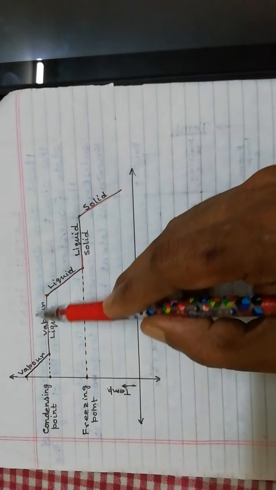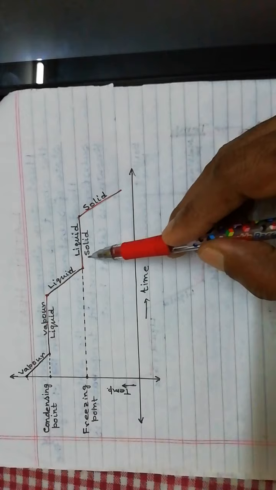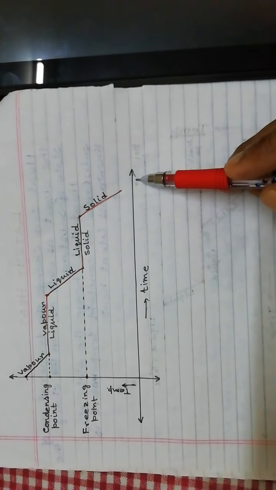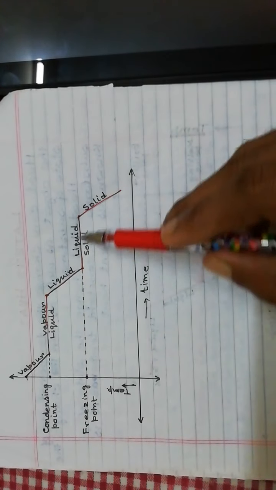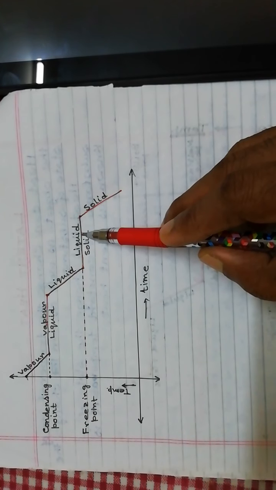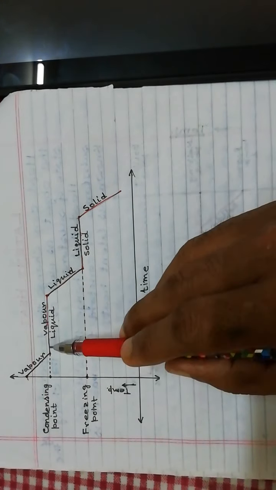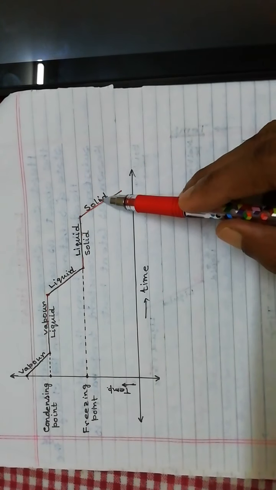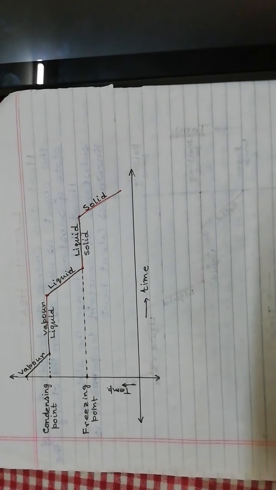Here the state change occurs. That is why the graph remains parallel to the time axis. That means the temperature does not change, only the state change happens here. But in these three cases, the temperature changes with time, because there is no state change, only the temperature of the substance changes. This is known as the cooling curve.